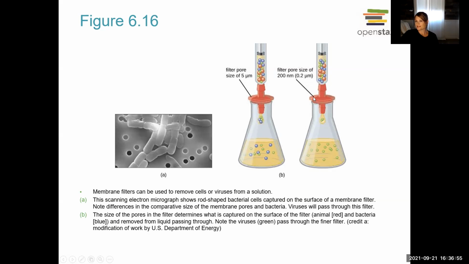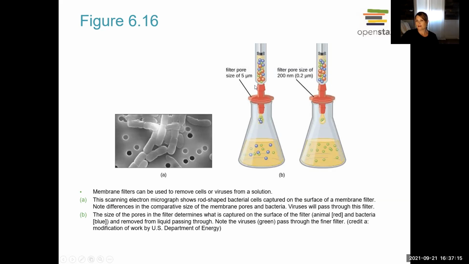If you make the pore size smaller, so here it's 0.2 micrometers instead of 5, much, much smaller, now you're going to block the blue viruses, but it's still not small enough to block whatever these green guys are. Okay, so in this case, the viruses are green, bacteria are blue, and animal cells are red.